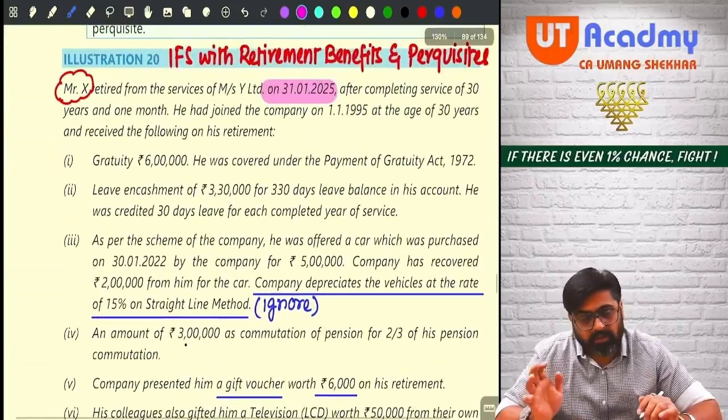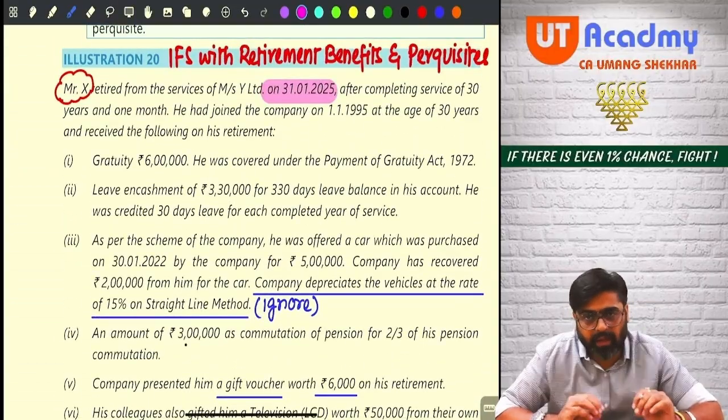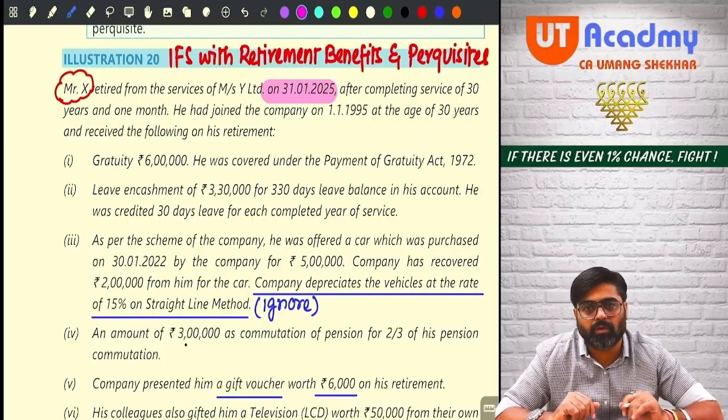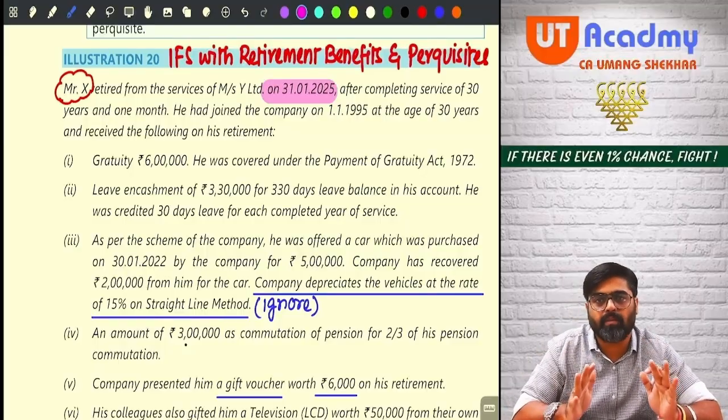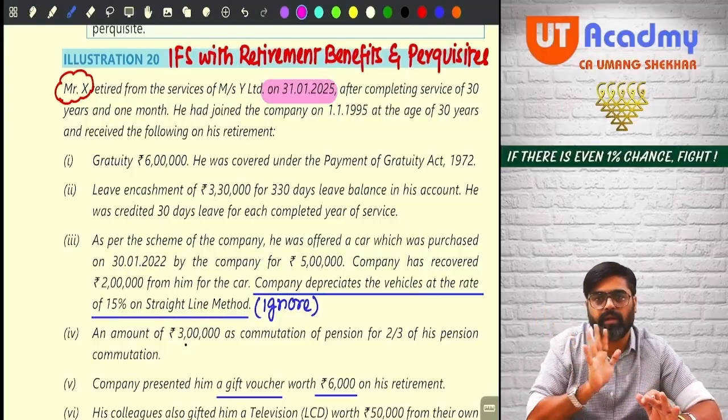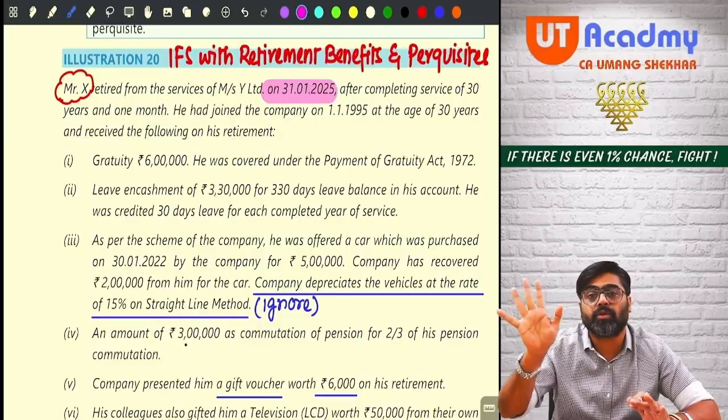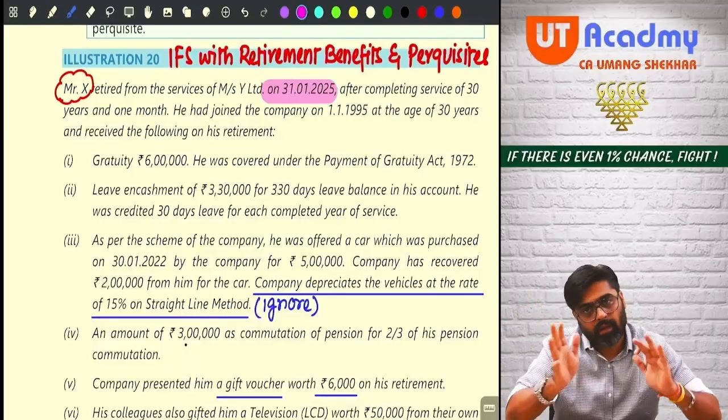Now tell me. On retirement, he is getting gratuity also. He is getting gift also. He is getting perquisite also. Whatever he was supposed to receive till retirement, he has received. Till retirement, he was supposed to receive basic. We have already taxed. Till retirement, he was supposed to receive what? DA. We have taxed that.